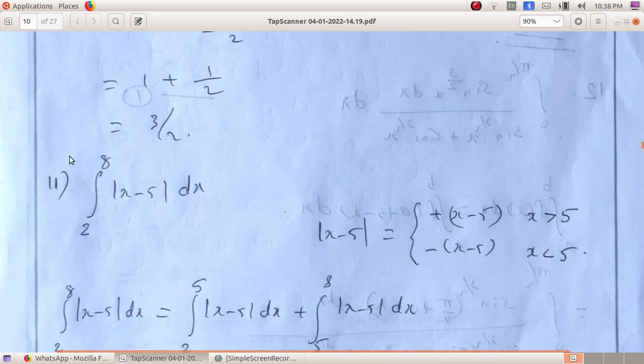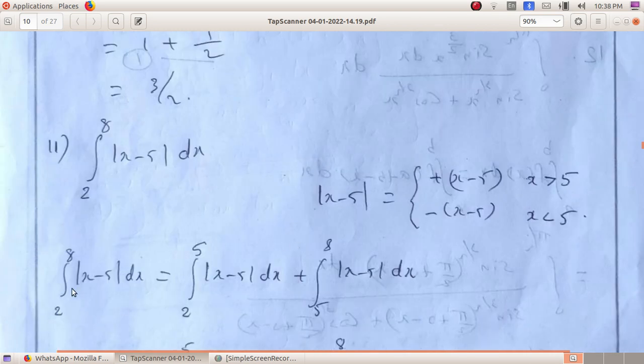Okay. Another question, integral from 2 to 8 mod x minus 5 dx. What is mod x minus 5? Inside this mod symbol, either there may be plus or minus. Anyway, we will take as plus. If plus, it means x minus 5 with x greater than 5. Minus means x less than 5.